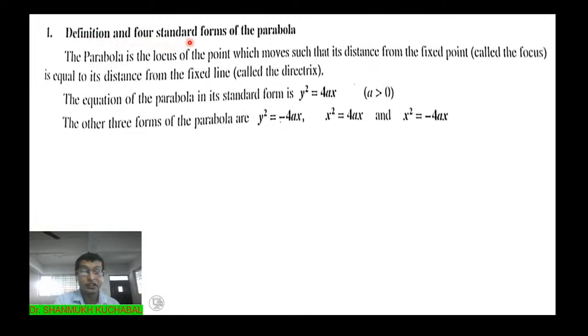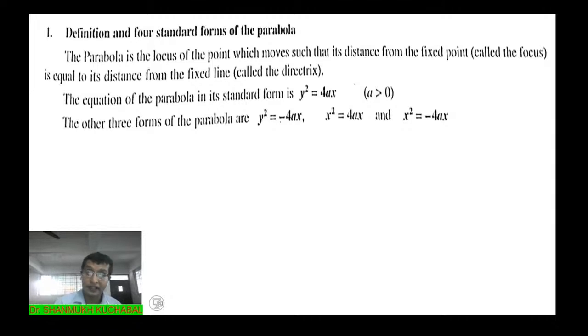Further we will go through the standard forms of a parabola. The parabola is the locus of the point which moves such that its distance from the fixed point, which in a circle we call the center and here we call the focus, is equal to its distance from the fixed line, which here is the directrix.